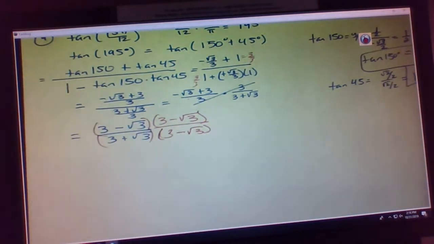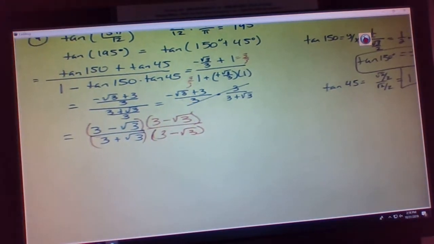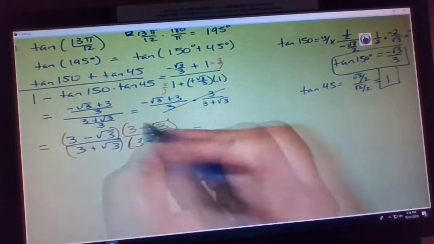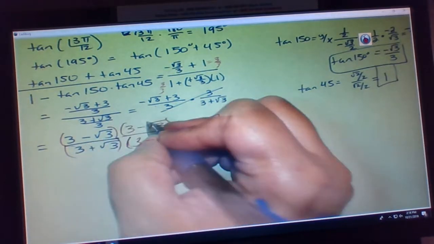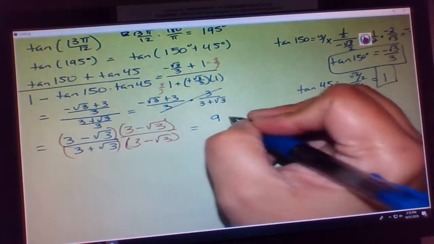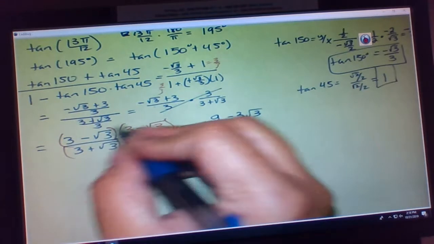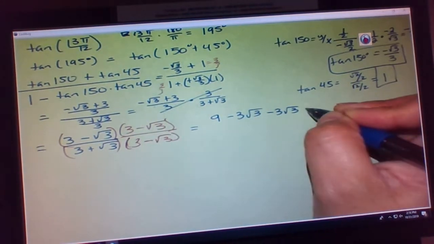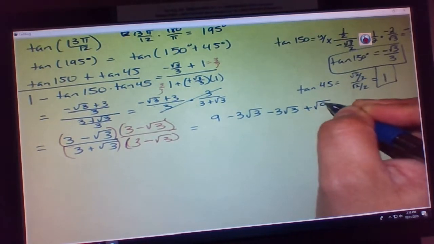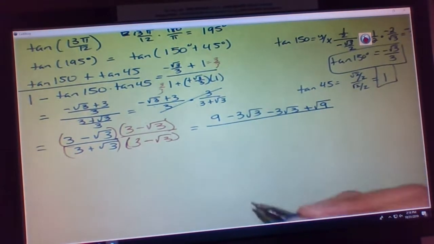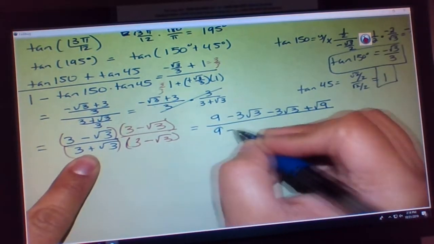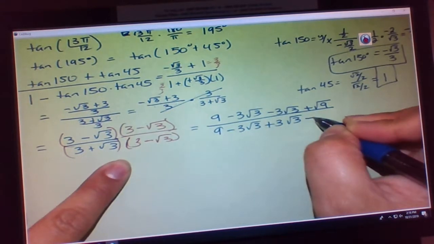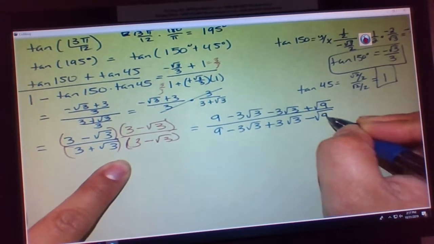Or distributive property, whatever you want to call it. So, 3 times 3 is 9. 3 times the negative square root of 3 is negative 3 square root of 3. Negative square root of 3 times the positive 3 is negative 3 square root of 3. Plus the square root of 9, over 9 minus 3 square root of 3 plus 3 square root of 3 minus the square root of 9.